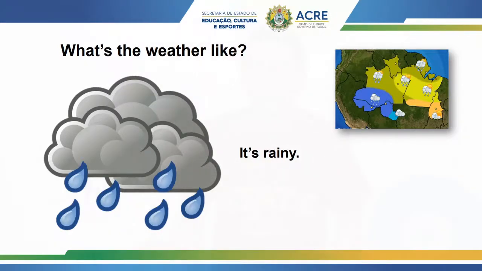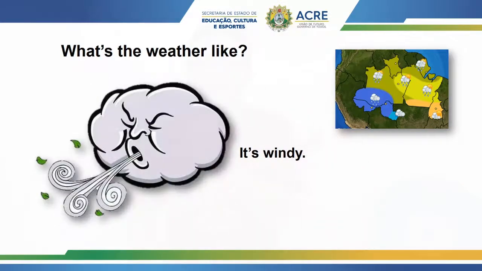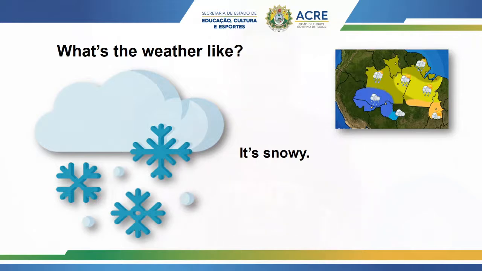And now there are clouds with water falling down. The weather here is rainy. So what's the weather like? It's rainy. And now there is a cloud blowing wind. The weather here is windy. So the answer is it's windy. Now there is snow. So what's the weather like? It's snowy.